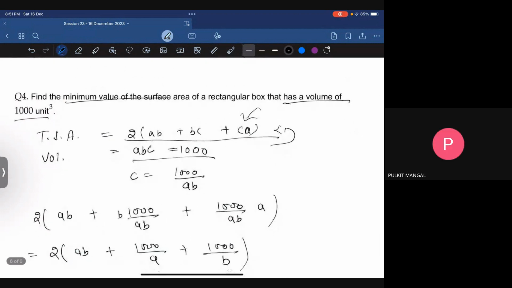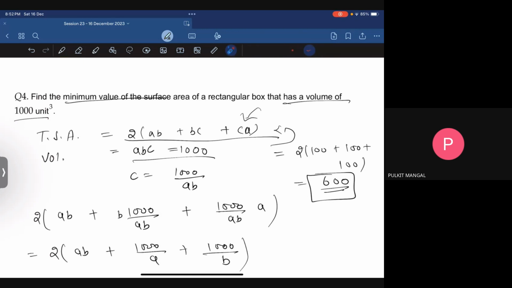So we want the minimum value of surface area. Just put a, b, c equal to 10 here. That would be 2 times 100 plus 100 plus 100, that is 600. That should be the minimum value of surface area. Usually the minimum value occurs when all three sides of my shape are equal, that is when it's a cube, it will have the minimum surface area.